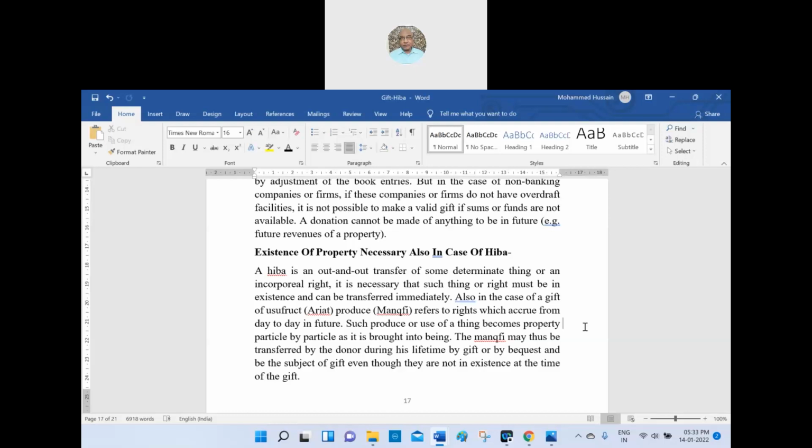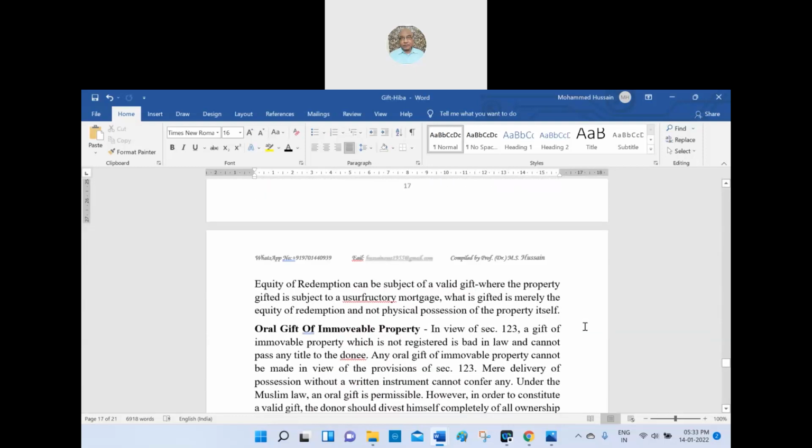Such produce or use of the thing becomes property particle by particle as it is brought into being. The manakfi, that is called the produce, may thus be transferred by the donor during his lifetime by a gift or by a bequest and be the subject of a gift even though it is not in existence at the time of the gift. These are the only exceptional cases regarding ariyat, where the produce manakfi comes later, but they can be given as a gift in the beginning also.